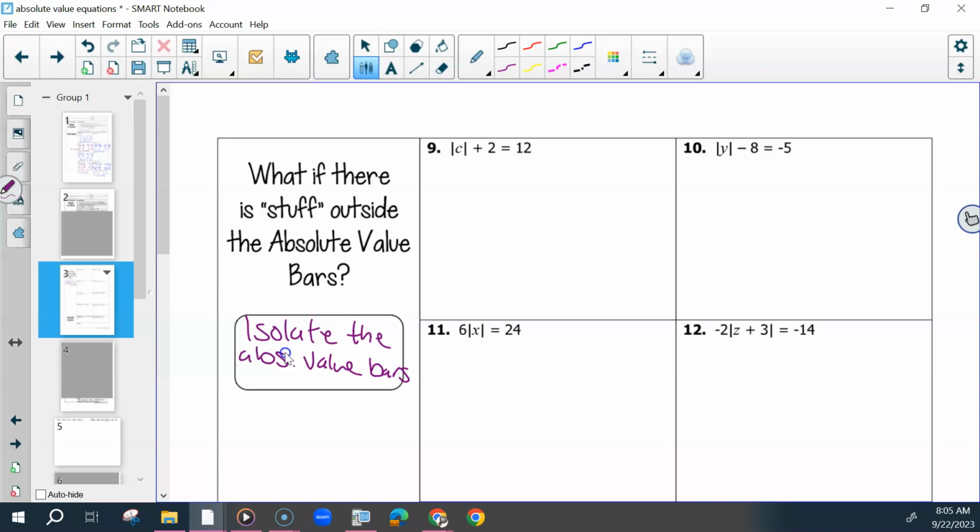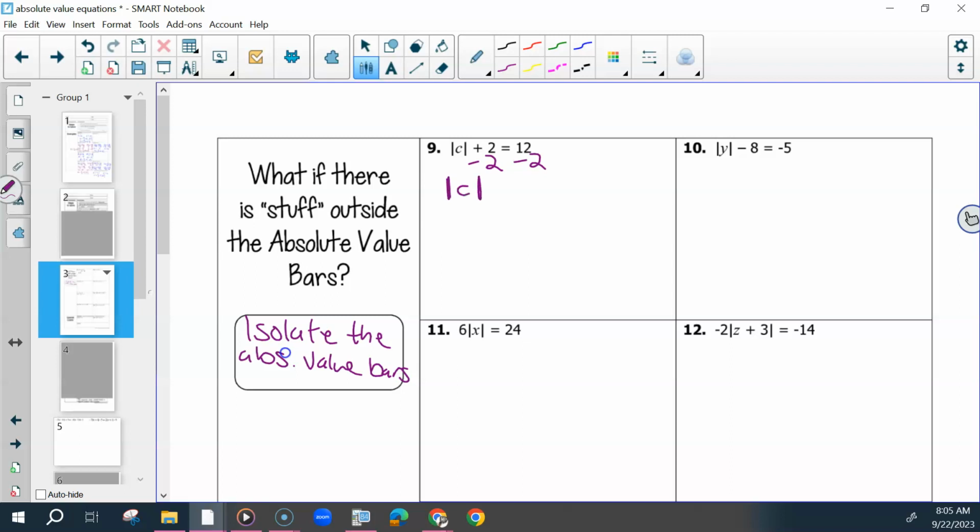So let's start at number 9. Here we have something outside of the absolute value bar. So when you have something outside, think about this like a variable. You're trying to solve for that variable, so you're not going to do anything with it until the end. So how do you get rid of the 2? Add 2 to both sides.